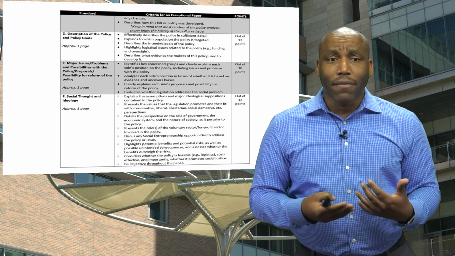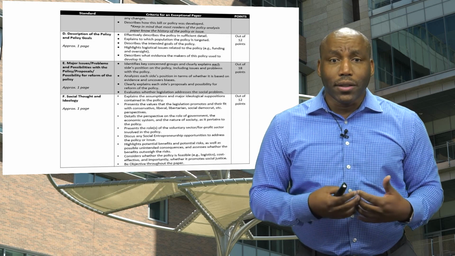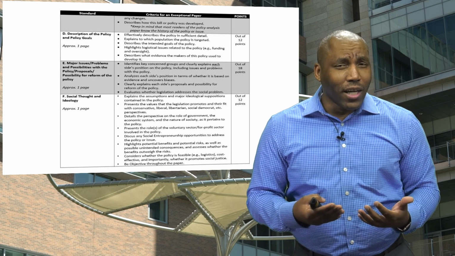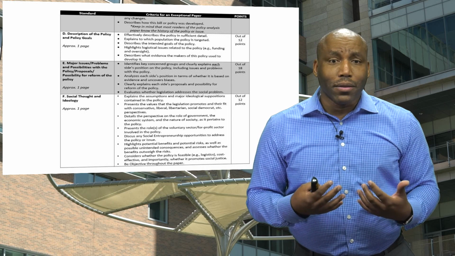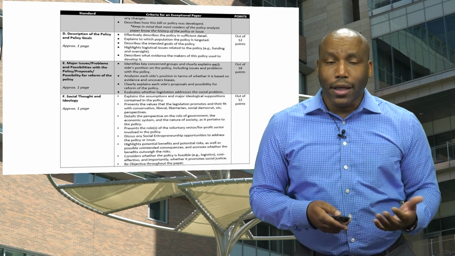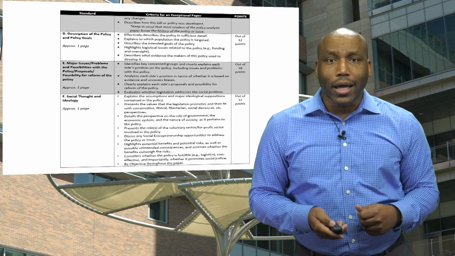The other issue that you might have in social ideology is looking at the perspectives of the role of the government in this policy. What is our real role? What are we expecting from this? What is the community expecting from this? And that's what you explain in the social thought and ideology section.